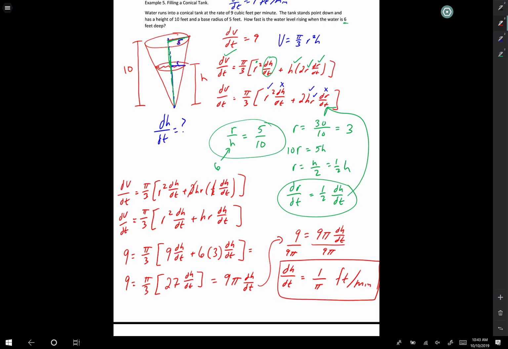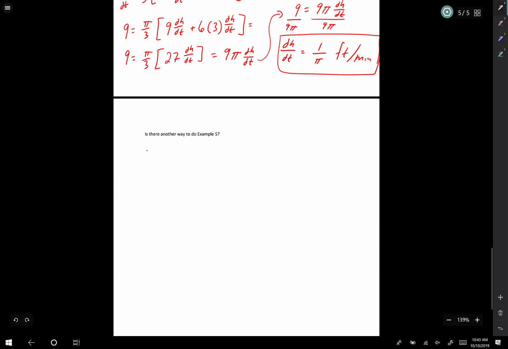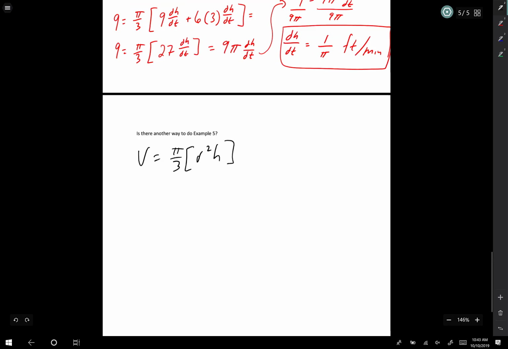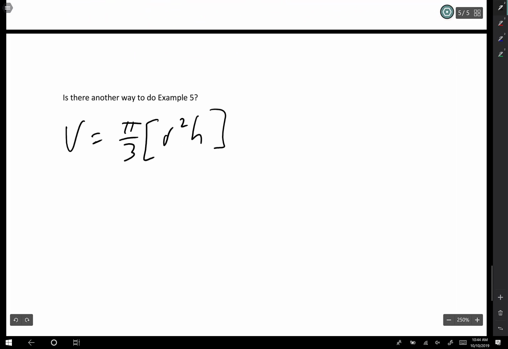Yeah. Another way to have done it, guys, is this. You see this in green, I guess in black now. That's really the key. So watch. I could have said volume equals pi over 3 r squared h. I'm not taking the derivative yet. And they want dH dt, so that means I'm going to get my volume equation only in terms of h. So I don't even do anything yet.